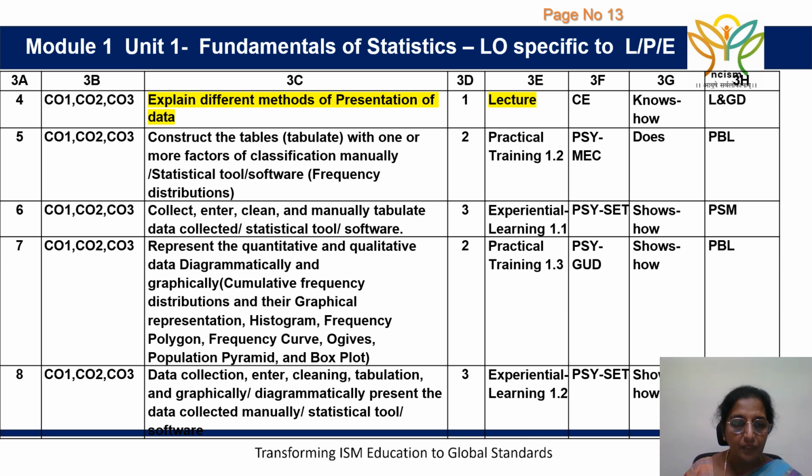Coming to the eighth running serial number, the course learning objectives are 1, 2 and 3. At the end of the course, the student should be able to collect, enter, clean, tabulate and graphically represent the data either manually or using statistical software. It carries 3 notional learning hours, and it's going to be experiential learning with psychomotor as the domain. The level of understanding would be shows how, and it's going to be problem based learning.